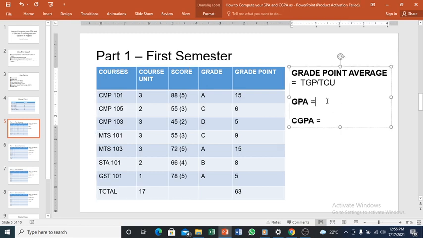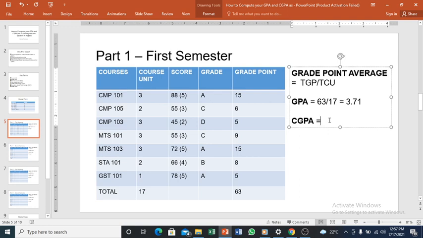Now, how do we compute the GPA? In computing the GPA, what we do is we divide the total grade point by the total course unit, which is 63 divided by 17. That gives us 3.71. Because the GPA, CGPA is calculated in 2 decimal points, it means for that particular semester, the GPA of that student is 3.71. So the current GPA is 3.71.